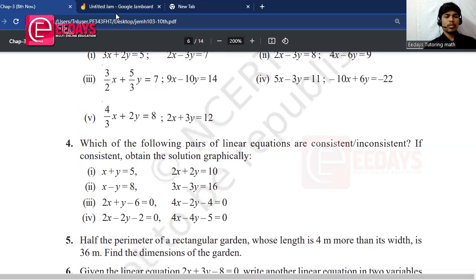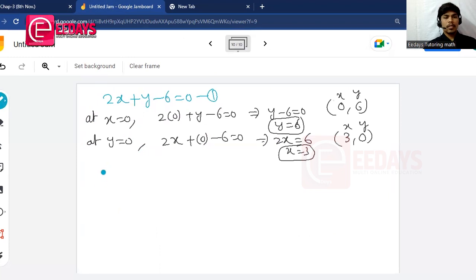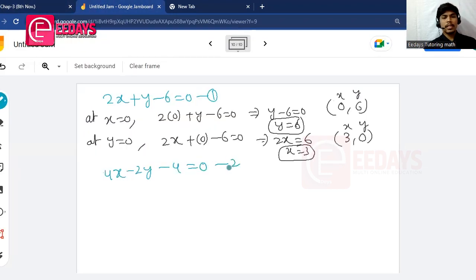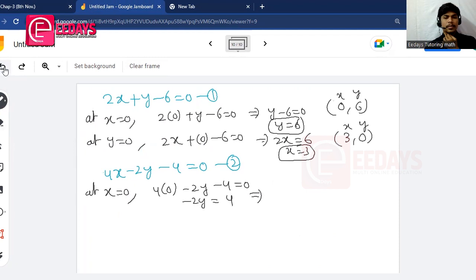Okay. Now 4x minus 2y minus 4 is equal to 0, that is our second equation. Let's take x is equal to 0. 4 into 0 minus 2y minus 4 is equal to 0. 4 into 0 is 0. Minus 2y is equal to, if you transfer 4 to the other side, it becomes plus 4. So y is equal to minus 4 by 2, so you'll get minus 2. The point is 0 comma minus 2, x comma y.